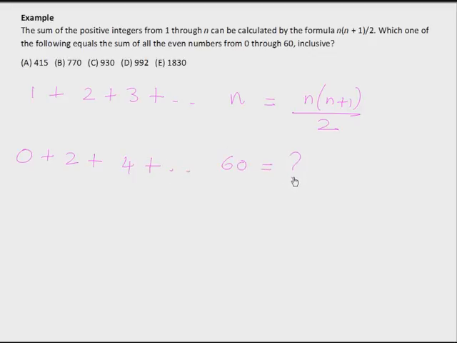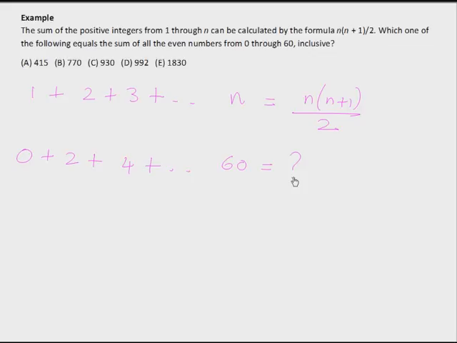That's the question. Can I directly substitute 60 for n? Surely not. If I substitute 60 for n, I'll get the sum of 1, 2, 3, 4, 5, 6 all the way to 60. I don't want that. I want the sum of only the even numbers from 0 to 60. I want 2, 4, 6, 8 all the way to 60. So how do I use this formula?